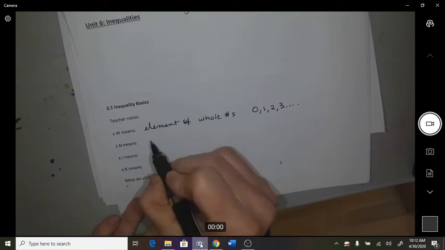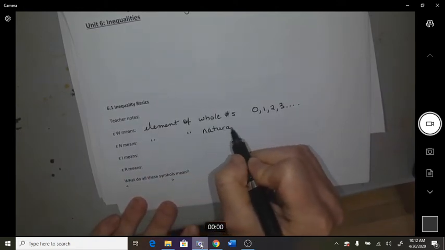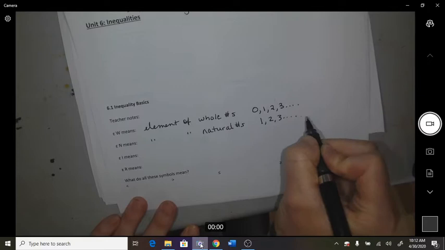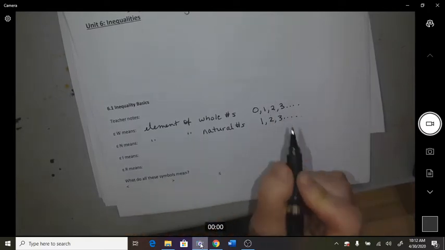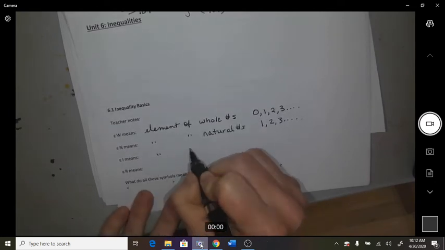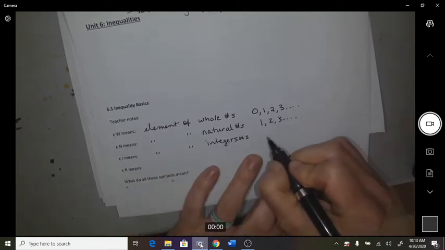This means an element of, and then natural numbers. Natural numbers start at 1. So the only difference between those two is that whole numbers include 0. Element of I means integers. Integers also include negatives.